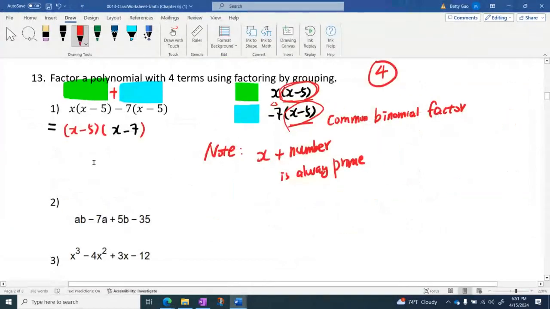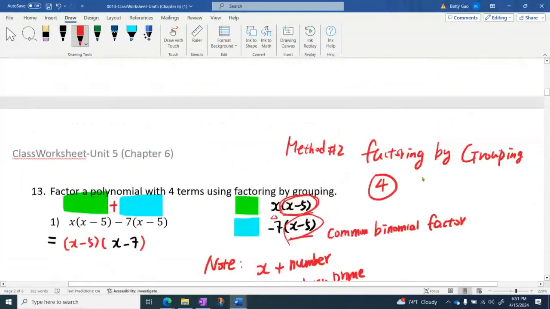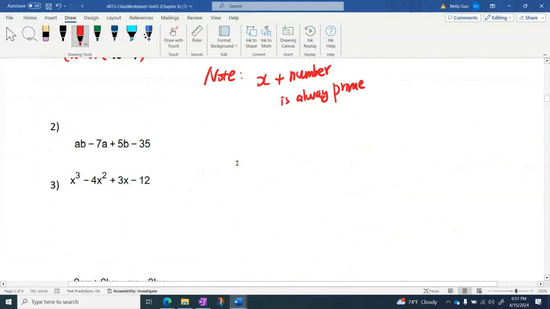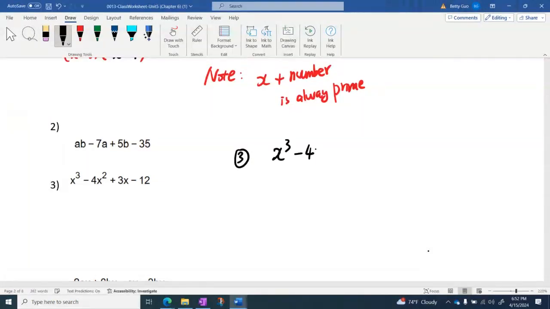Okay, very good. As I mentioned, the first question is to prepare us for applying the factoring by grouping method. Now we are ready. I think I'm going to go to work on number 3 first. Now let's factor the polynomial in question number 3. We have x cubed minus 4x squared plus 3x minus 12.